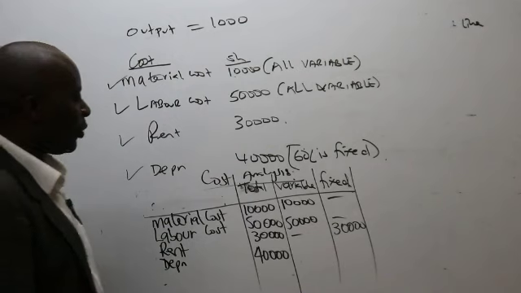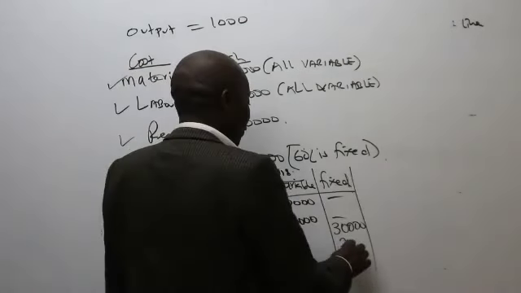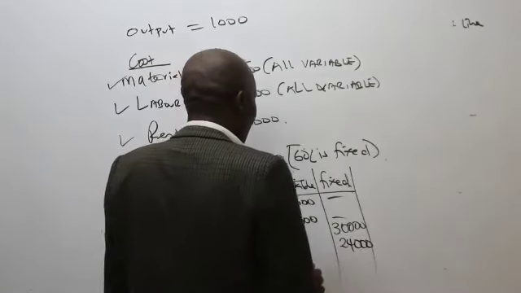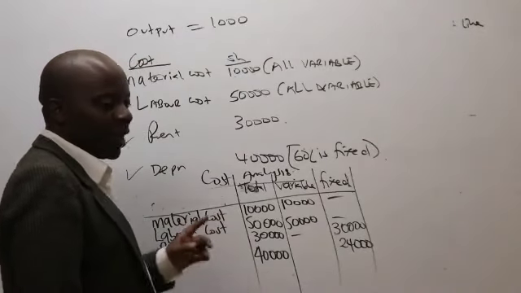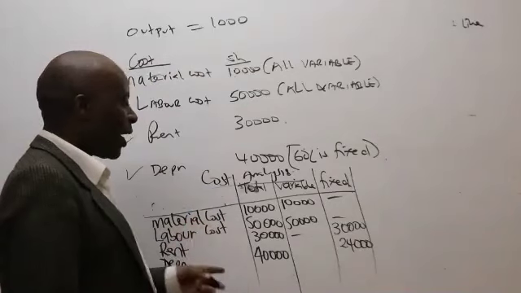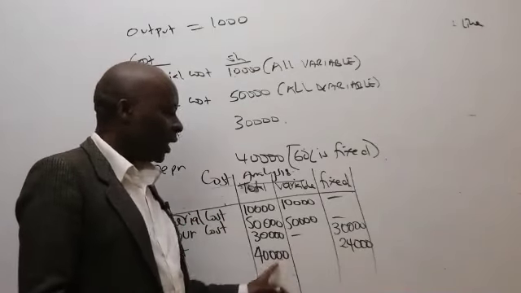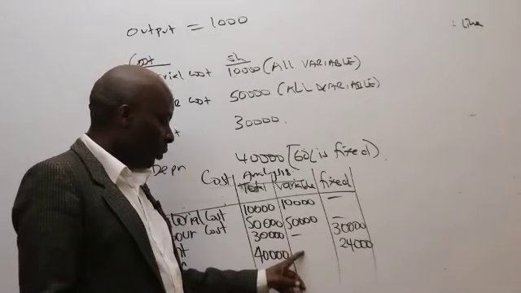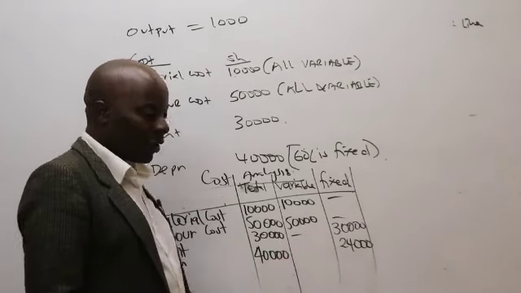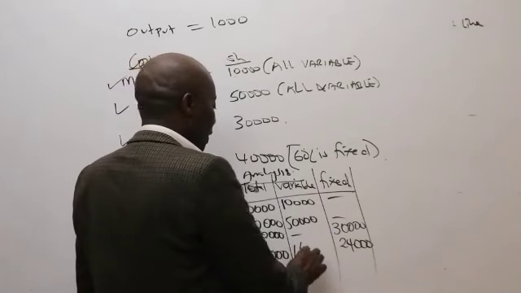This will give us 24,000. Thank you very much. So that means that if 60% is fixed, 40% is variable. Or rather, you can also work it out as a balancing figure. So what is this variable depreciation? Variable depreciation, I'm being told, is 16,000.